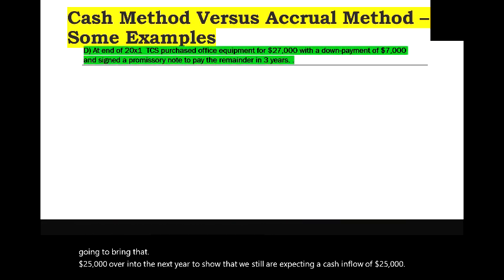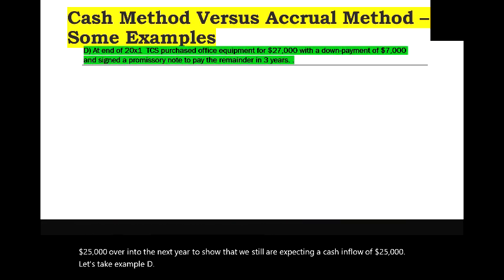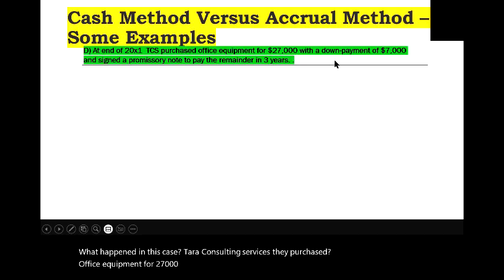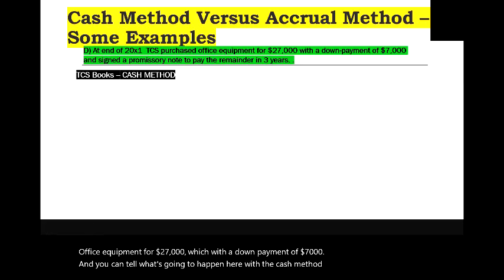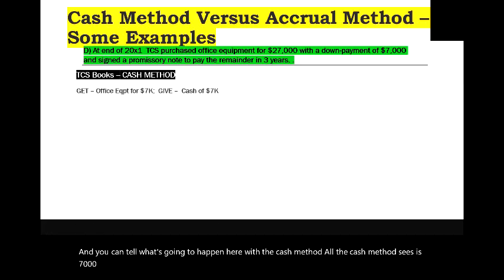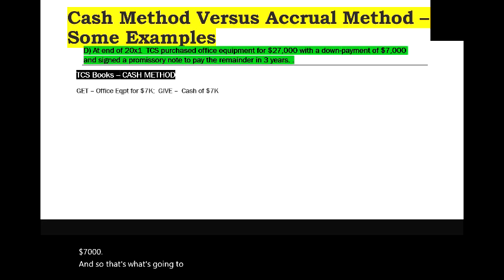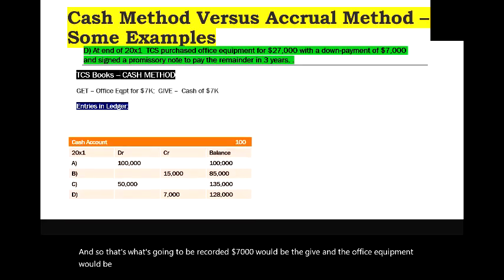Let's take example D. What happened in this case? Well, Tara Consulting Services purchased office equipment for $27,000, with a down payment of $7,000. And you can tell what's going to happen here with the cash method. All the cash method sees is $7,000, and so that's what's going to be recorded. $7,000 would be the give, and the office equipment would be the get for $7,000.